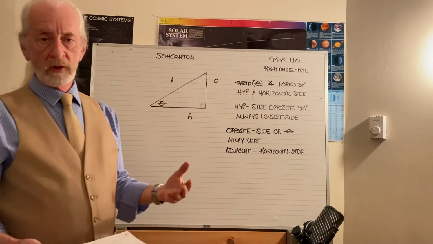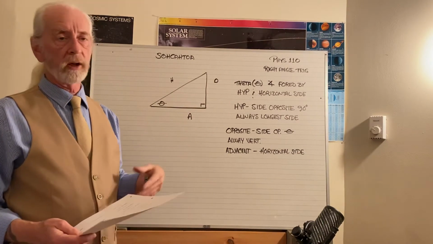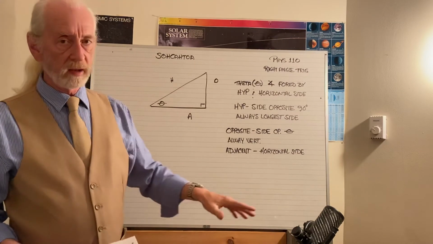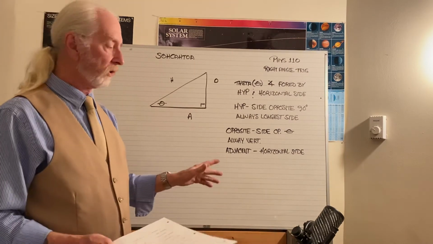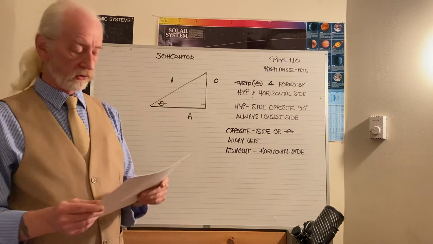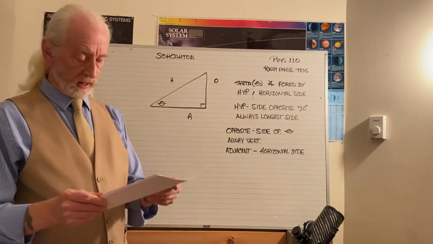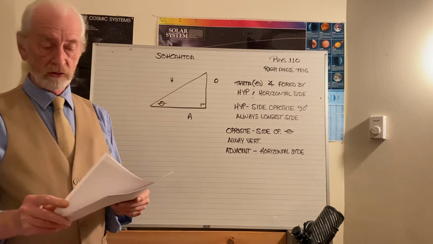Yes, there are others. If you've taken trig, there's secant, cosecant, and cotangent. We don't need them. We're not going to bother with them. But those are the big three. Those are going to get us through the course. Sine, cosine, and tangent. Just know those three.